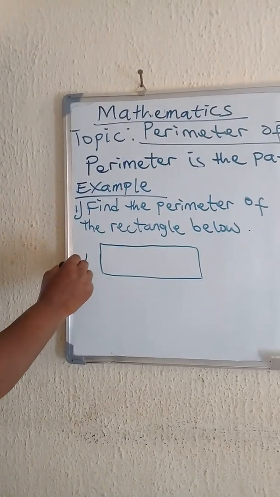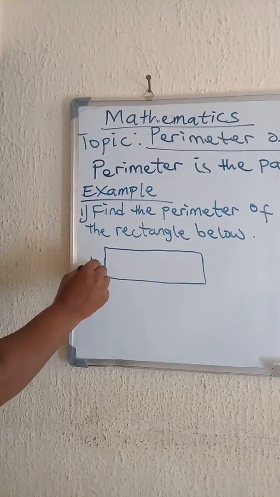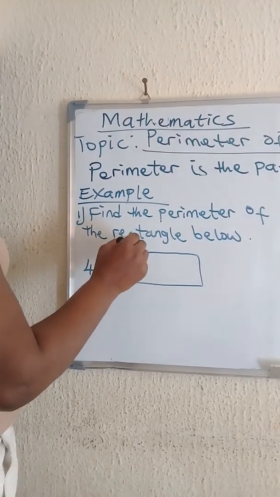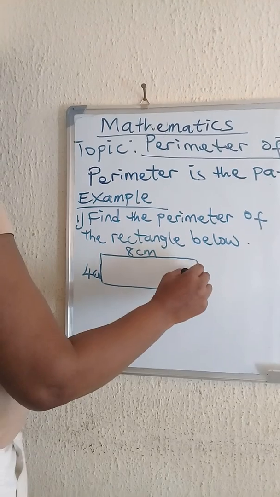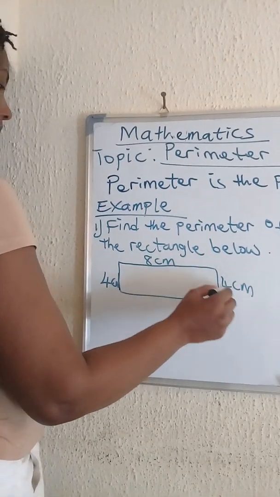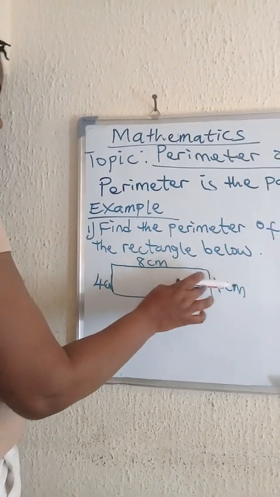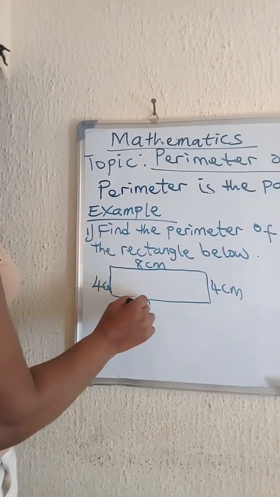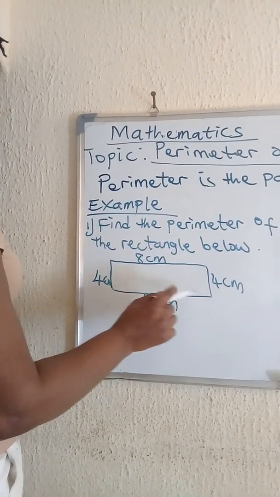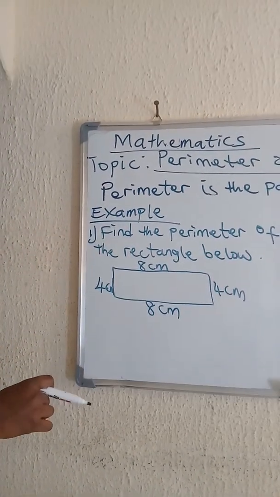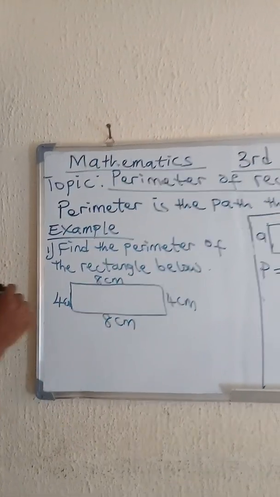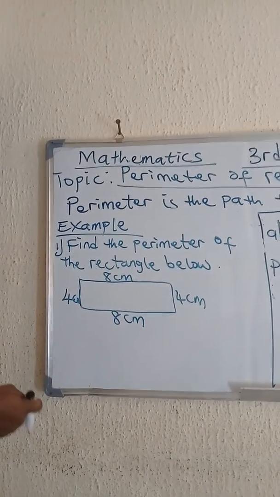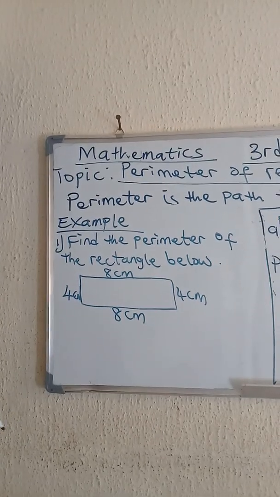So we have 4 here, 4 cm. We have 8 cm, 4 cm. They have the same number here because both of them are equal. We also have 8 cm because the two sides are also equal. So how do we find the perimeter of this rectangle?